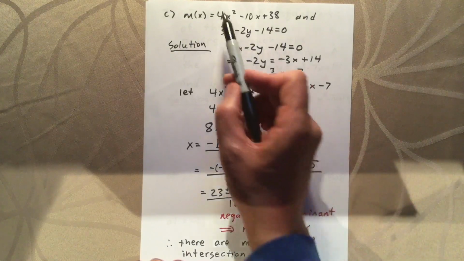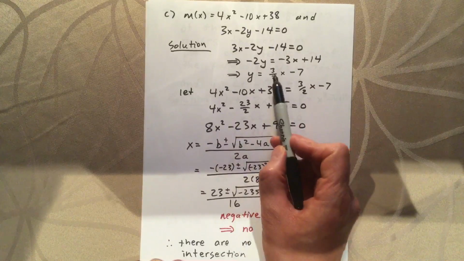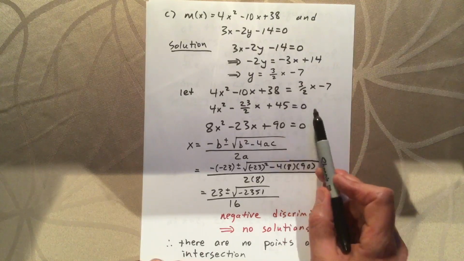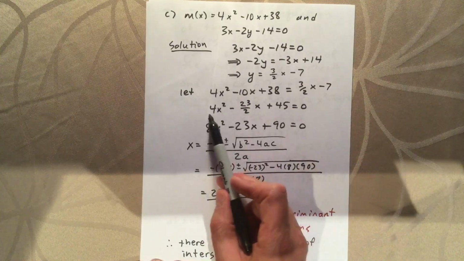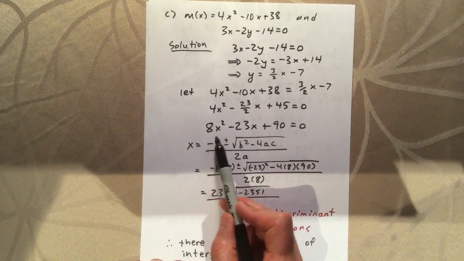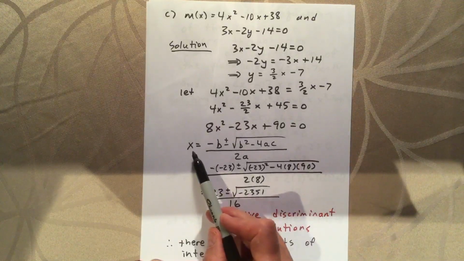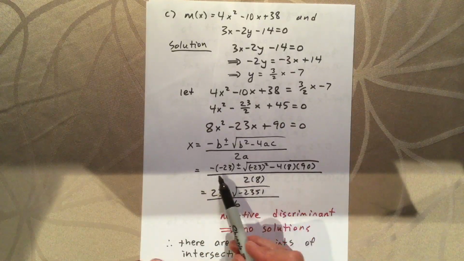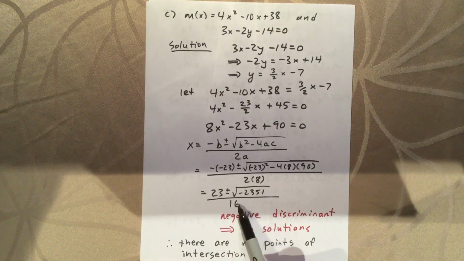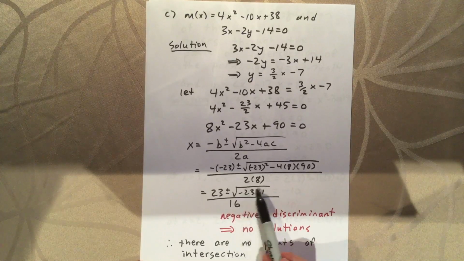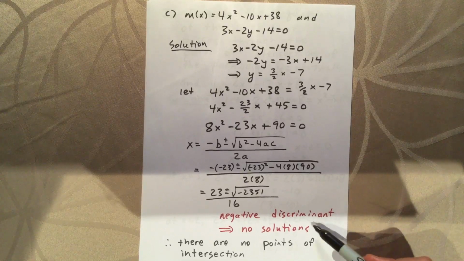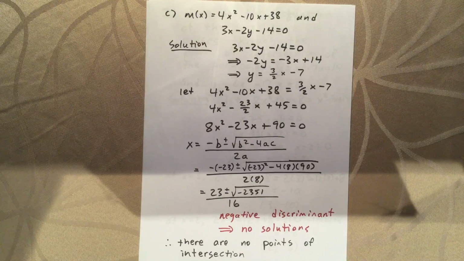Okay, now what I can do is set this expression equal to this expression, which I do right here. I subtract 3 halves x and add 7 to both sides. And what I'm going to do, just because I prefer to work with integers, is multiply all terms, including the 0, by 2. And then I'm going to solve for x using the quadratic formula. So, using the quadratic formula, I get x is 23 plus or minus the square root of negative 2,351 all over 16. But this discriminant is negative. I can't take the square root of a negative number. So when I have a negative discriminant, that means there's no solutions, so there are no points of intersection.